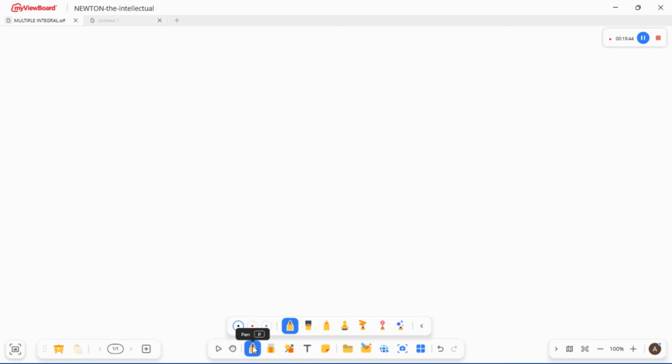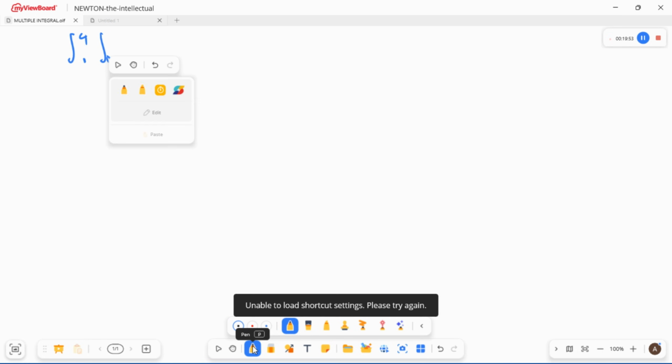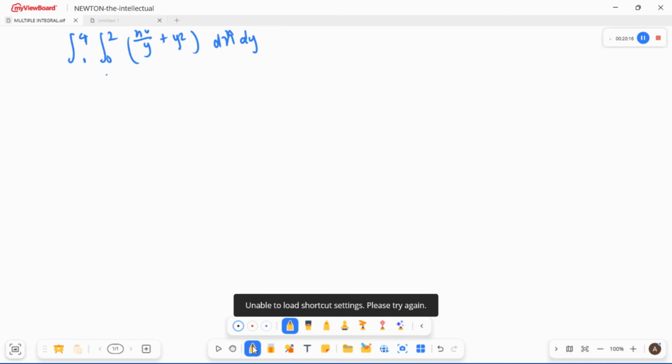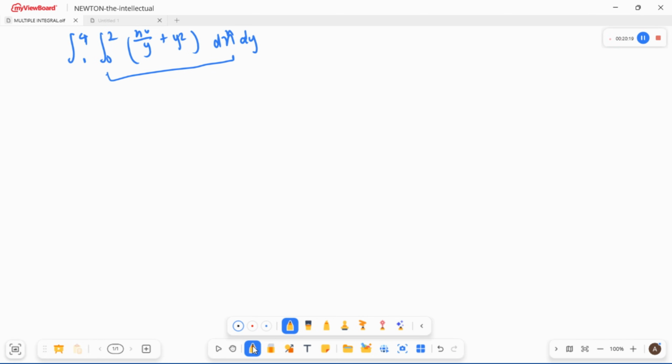All right. So for the next question that we have, still on double integrals, we have the integral from 1 to 4, and then from 0 to 2 of x over y plus y squared, then we have dx dy. So this is our question. Now, just from the example I gave you before, you know it is going to be easier for you to do from 0 to 2. So we're going to be doing dx first. We're going to be doing this part of the integral first.